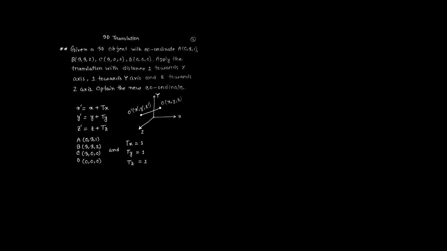2D and 3D translations follow almost the same formula. An additional axis is added to the 3 dimensions. In this example, 4 points are given: A(0,3,1), B(3,3,2), C(3,0,0) and D(0,0,0), which are 3-dimensional. We have to apply translation factor 1 in every axis.